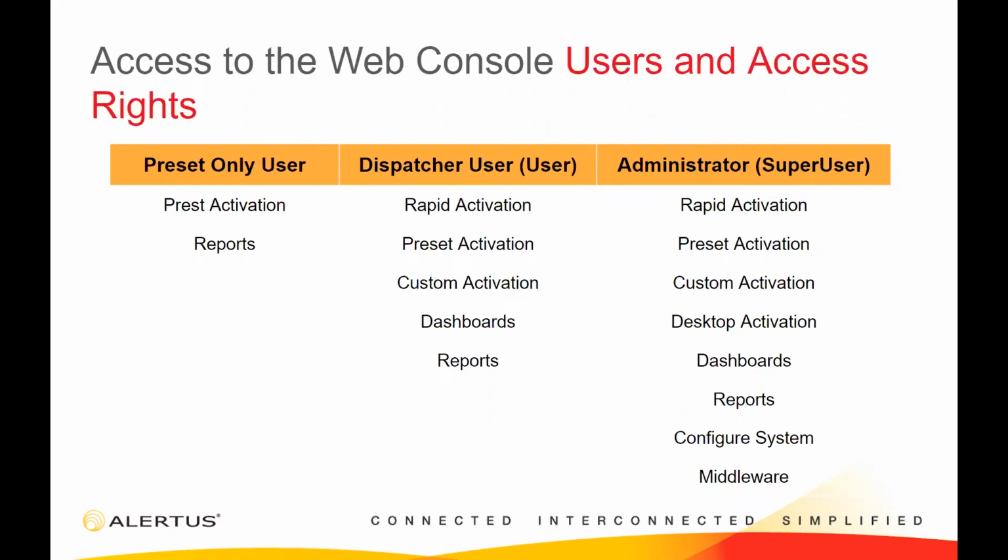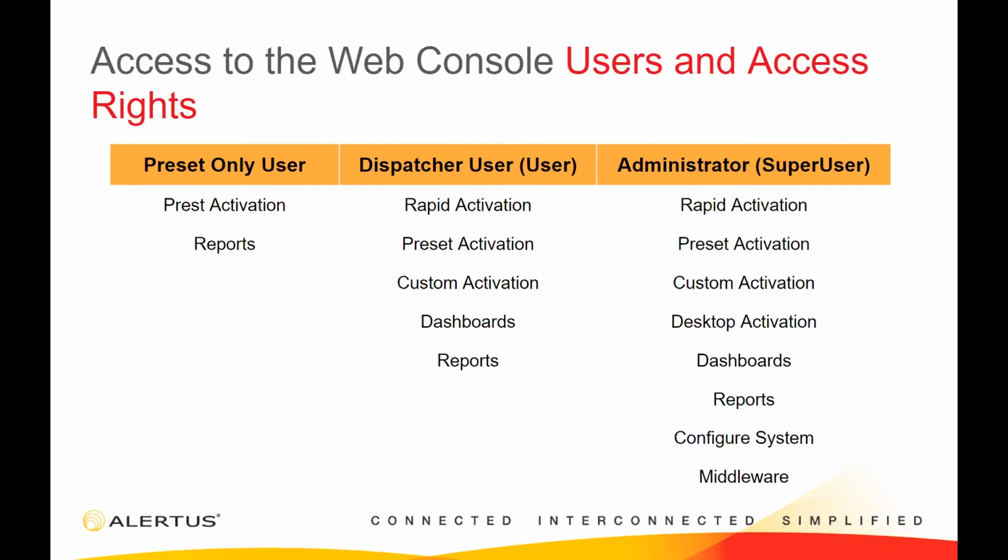So first up is user and access rights. By default, when you get the Alertus server, you're going to have 3 preset roles, which is to say a role for a preset-only user, a role for a standard user or dispatch user, and a role for an administrator, which could also be a super user. Preset users are the simplest and easiest role to understand. They can only send activations. They do not have the authority to cancel activations, but they can also view reports to make sure that the activations went out properly.